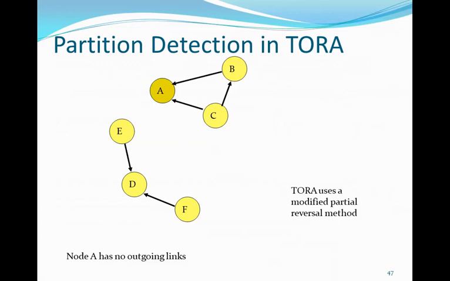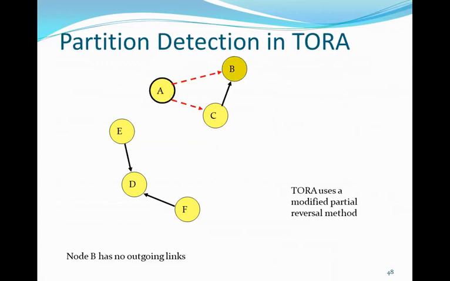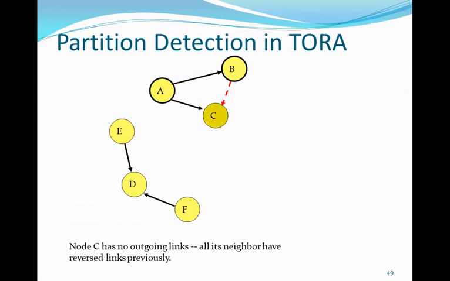Node A has no outgoing link toward E. Then onward, we have checked node B. Node B has no outgoing link toward destination node E. And then onward for C, node C has no outgoing link. All its neighbors had a reverse link previously, but now they don't.